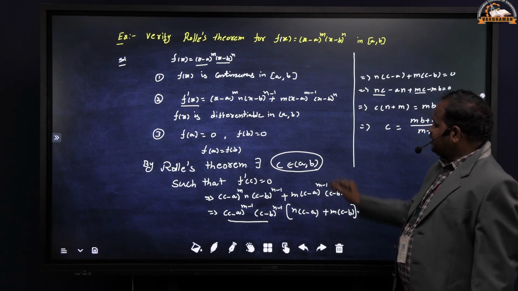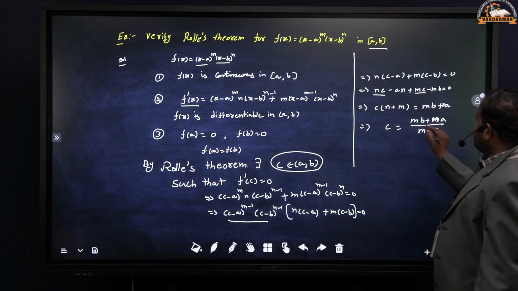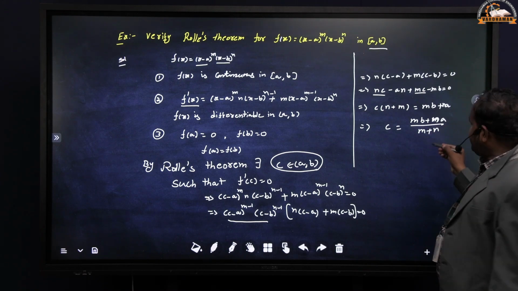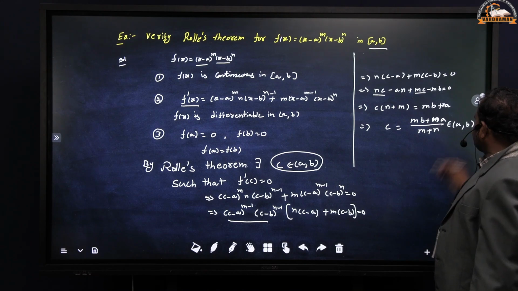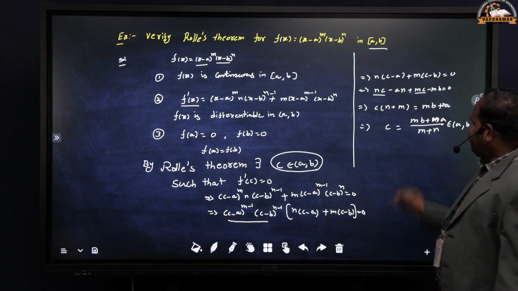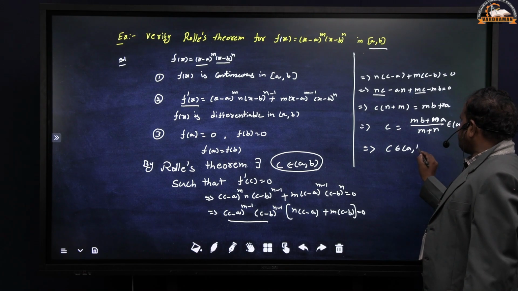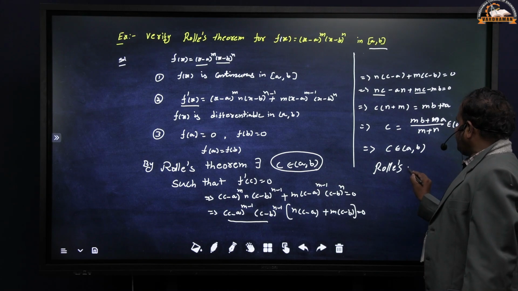And here this interval is a comma b. The point dividing in the ratio m is to n, (mx2 plus nx1) by (m plus n), always lies inside the interval. What is that interval? a comma b. Therefore, c belongs to the open interval a comma b. Rolle's theorem is verified.